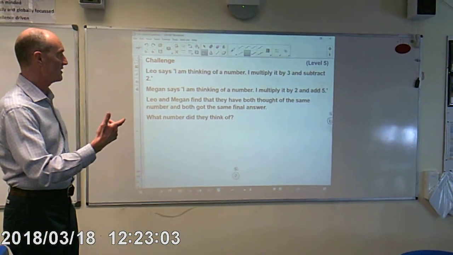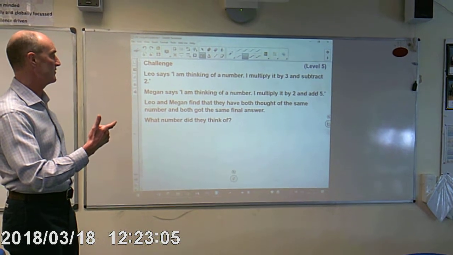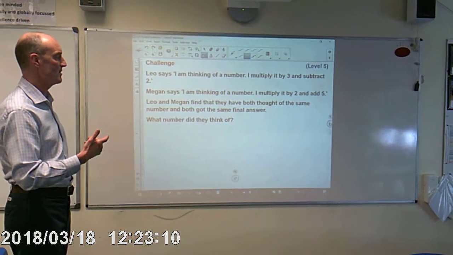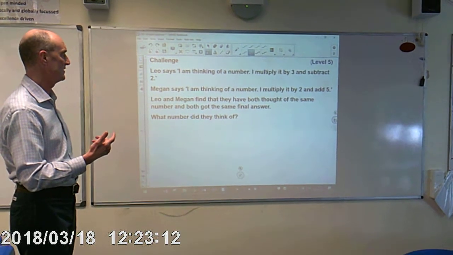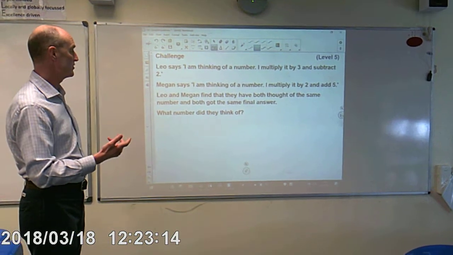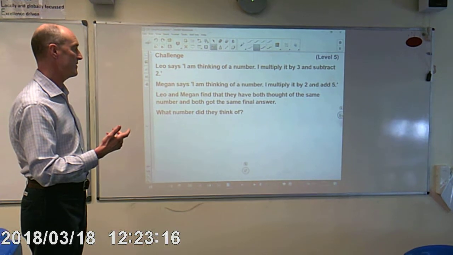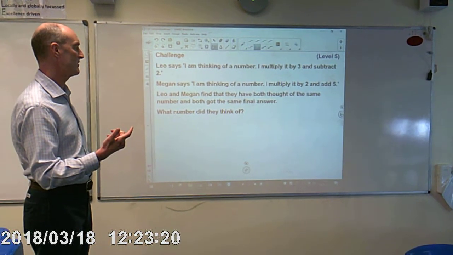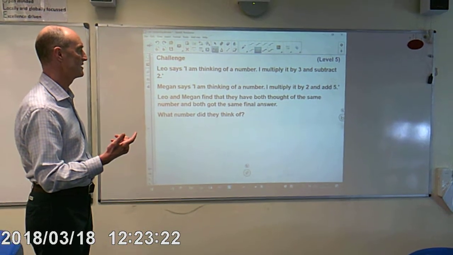Leo says I'm thinking of a number, I multiply that number by 3 and I subtract 2. Megan says I'm thinking of a number, I multiply it by 2 and then I add 5. The question goes on to say, Leo and Megan find that they've both thought of the same number, they've both got the same final answer. What number do they think of?